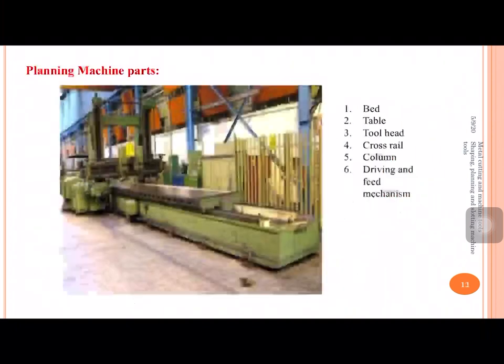This is what is related to the classification of the planing machine. Next one is the parts of the planing machine. The functionality of these parts is very similar to what we discussed in the shaping machine. First one is the bed.